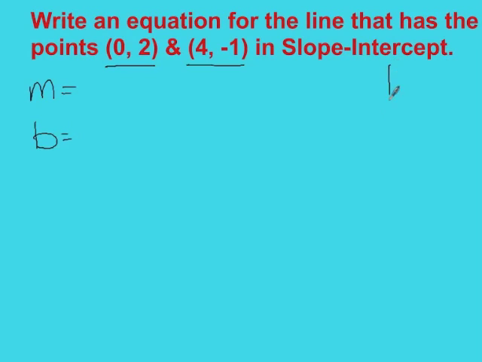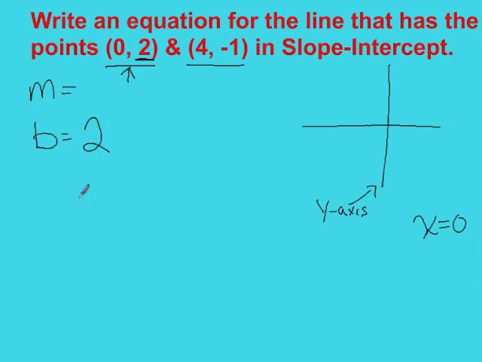But if we look at a coordinate plane, we look at the y-axis, what is x going to have to equal if it's on the y-axis? X will have to equal 0. So, do either of our points have a 0 for the x? Well, the first one does. It has 0 for x, meaning that this y is going to be our y-intercept. So our b is +2.